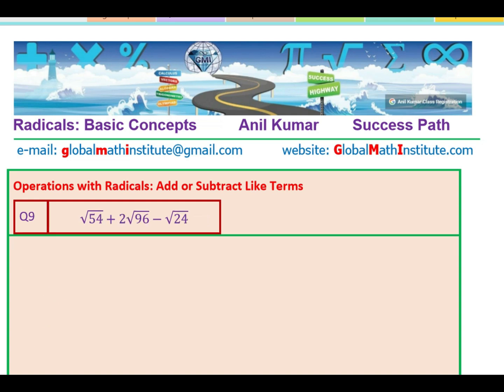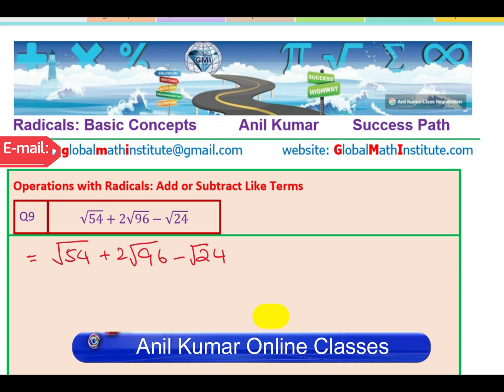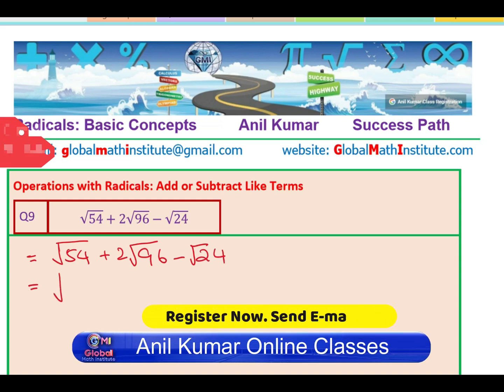Here is question number 9 for you. Please pause the video and then answer. I am writing the question. Square root 54 plus 2 times square root 96 minus square root 24. Clearly, 54 can be written as 9 times 6. Makes sense. And 96 can be written as what?